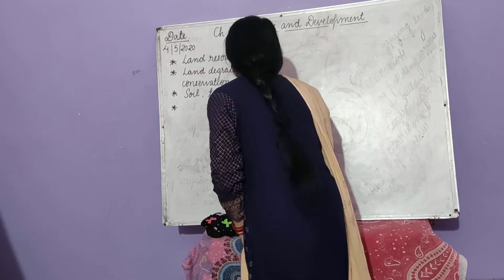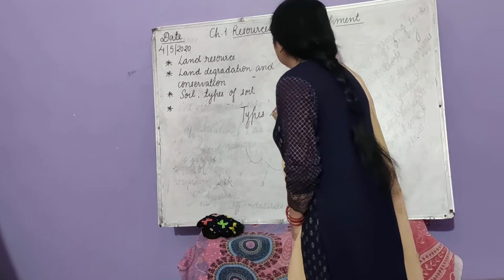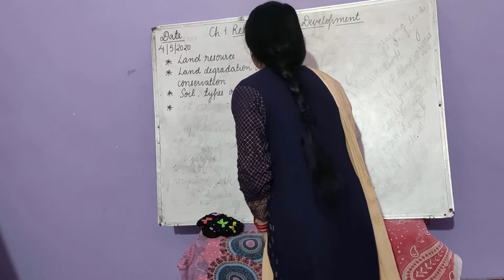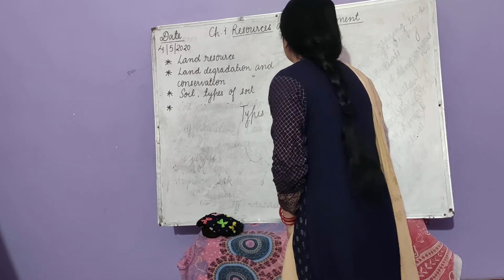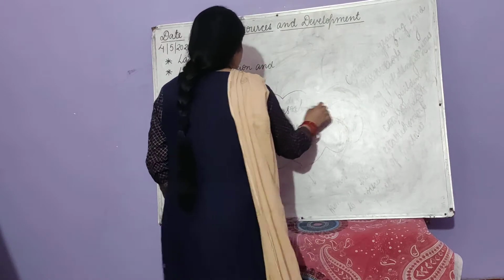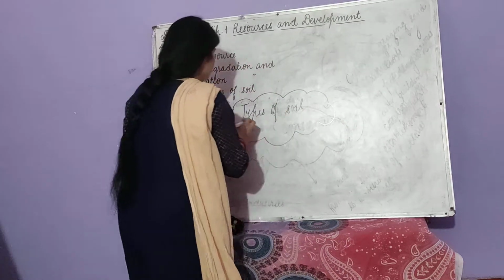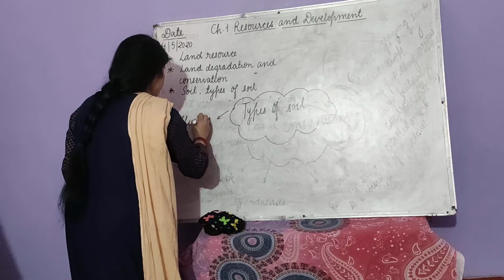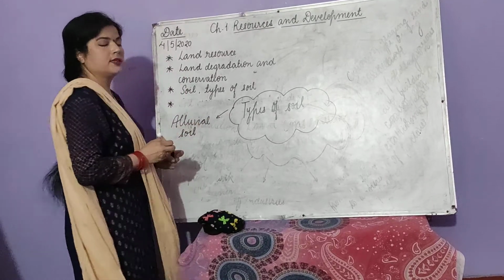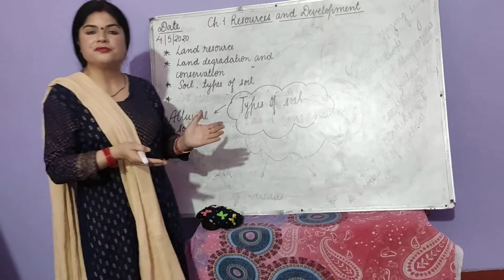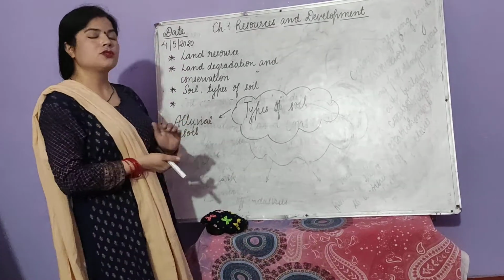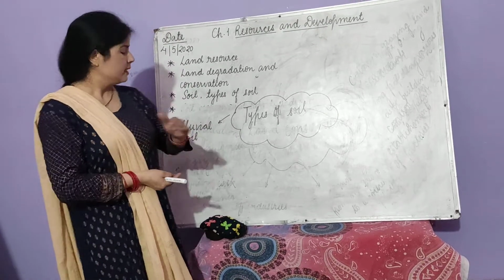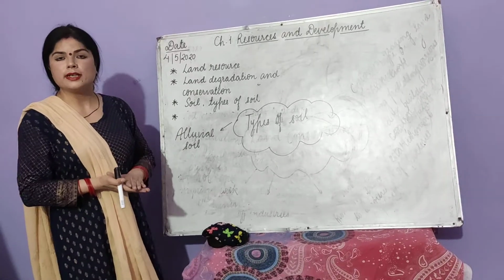Now we are moving to our subtopic, types of soil. First is alluvial soil. This is the most important soil because it's very fertile. This type of soil we find in northern plains or where rivers cover the areas. In those areas we find alluvial soil.